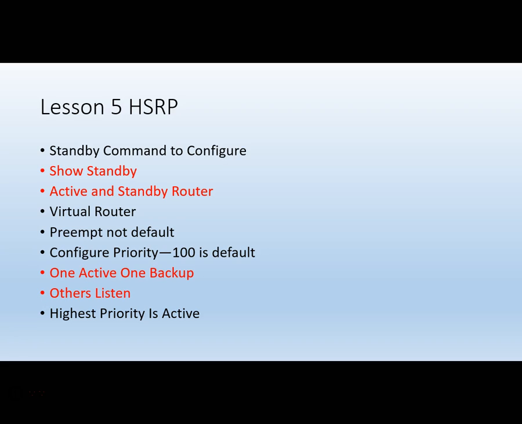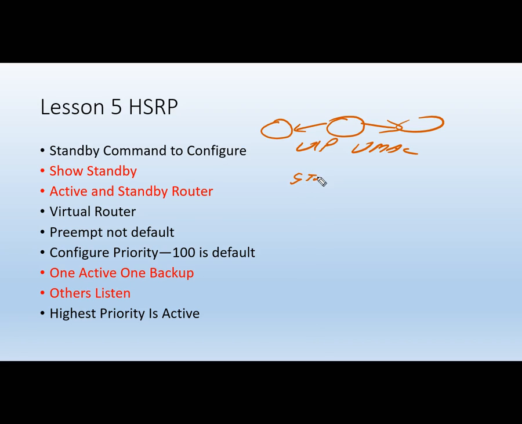So the next was HSRP, Hot Standby Routing Protocol, a First Hop Redundancy Protocol. Standby is the command that we use: we use standby to configure it, and standby to troubleshoot it. In this configuration situation, we're going to have a virtual router and two physical routers. The virtual router will have a virtual IP and a virtual MAC. The virtual router decides which physical device to send the information to.